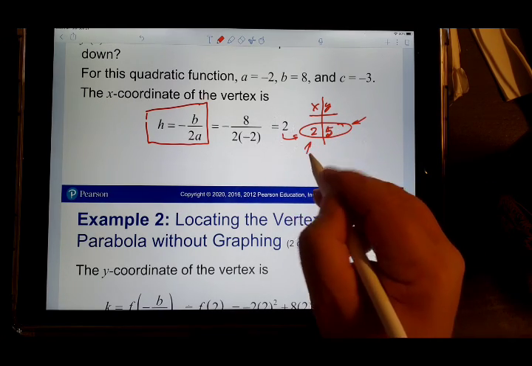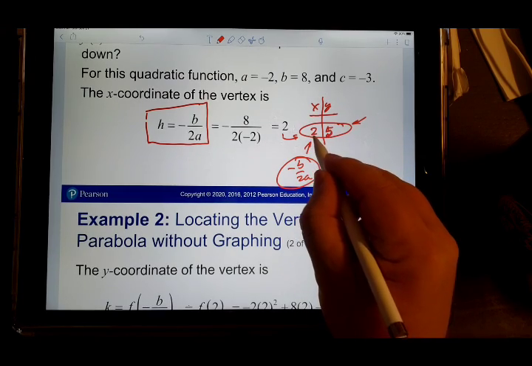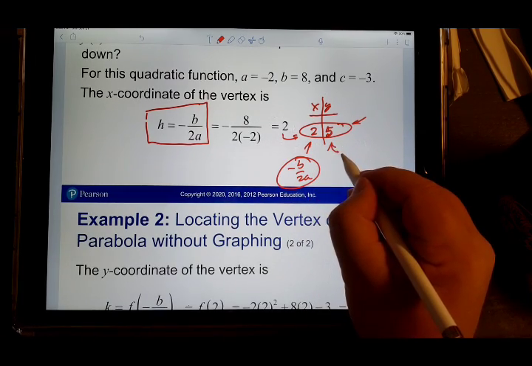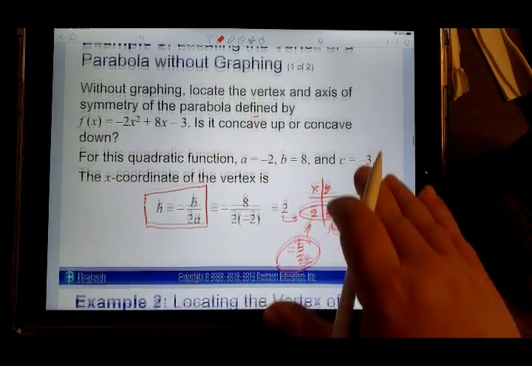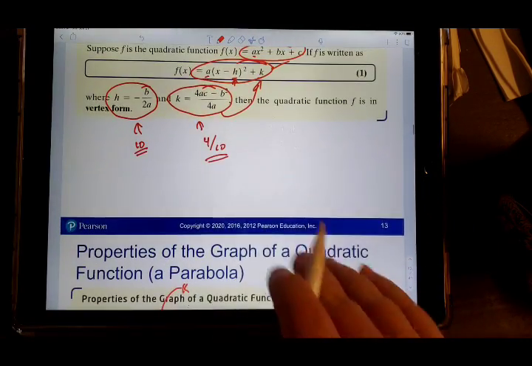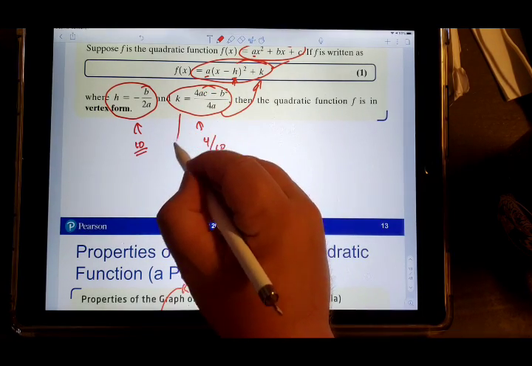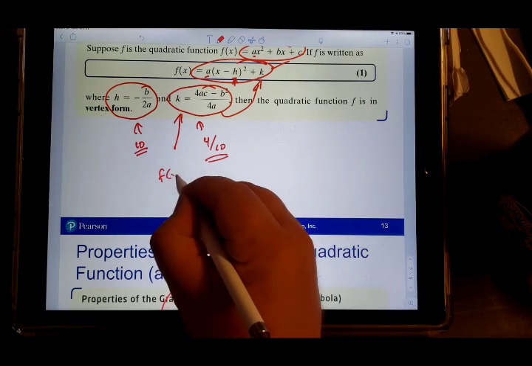So what I'm saying is, I used a formula here, minus b over 2a, to find this, but notice what I didn't use. I didn't use that formula that I gave a 4 out of 10 to. I did not use this formula to find k. I found k instead by taking f of h.